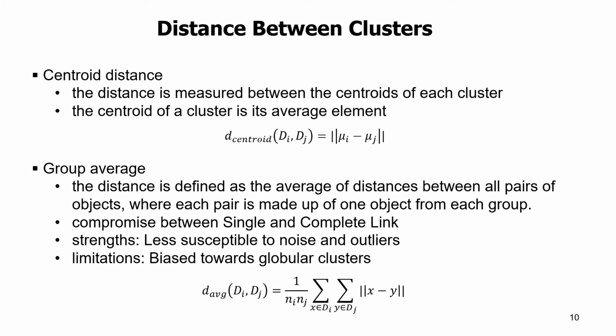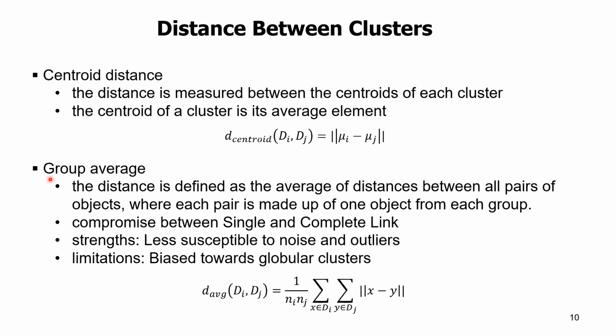The third distance measure of clusters is centroid distance. In centroid distance, the distance is defined as the distance between the centroids of each cluster. So here, the centroid distance between clusters Di and Dj is the distance between the centroid of cluster Di and the centroid of cluster Dj. This is the definition of centroid distance between these two clusters.